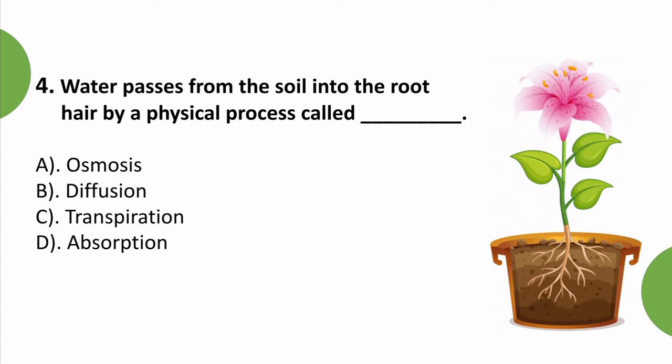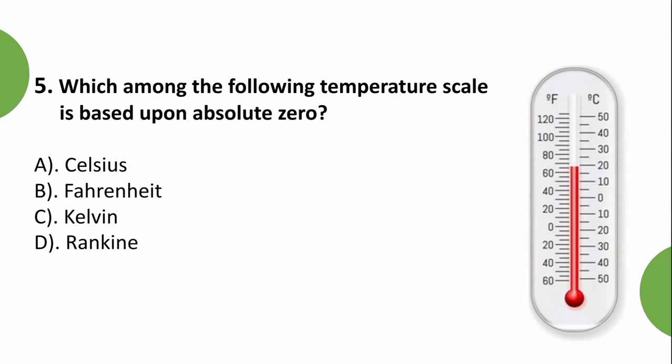Question 4. Water passes from the soil into the root hair by a physical process called dash. Option A. Osmosis. Question 5. Which among the following temperature scale is based upon absolute zero? Option C. Kelvin.